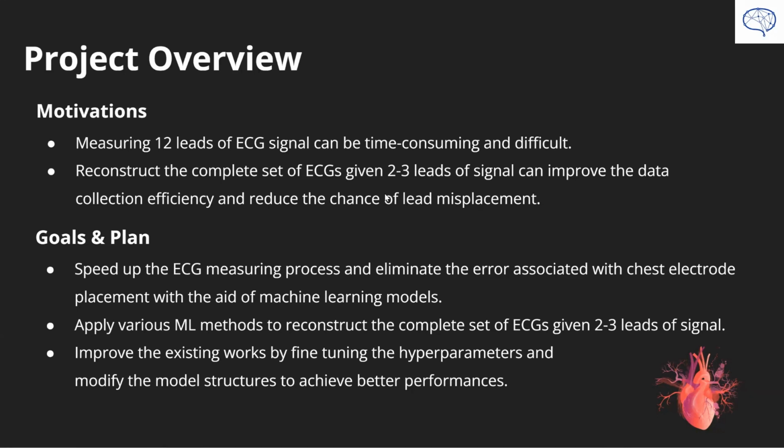Our project therefore aims to evaluate how well machine learning reduces the need for collecting 12 leads of signal, and if it can reduce the need for error-prone chest placement. And more specifically, we aim to develop a deep learning model that only uses signals from 2 or 3 electrodes and can synthesize the rest of the missing leads. Next slide, please.